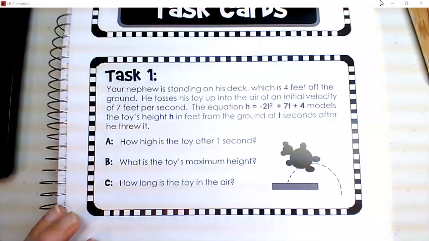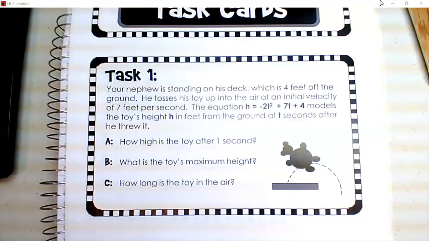So let's read through it together. Task number 1: your nephew is standing on his deck, which is 4 feet off the ground. He tosses his toy up into the air at an initial velocity of 7 feet per second. The equation h equals -2t squared plus 7t plus 4 models the toy's height h in feet from the ground at t seconds after he threw it. Okay, and there's 3 different questions that we're going to answer in this one task problem.